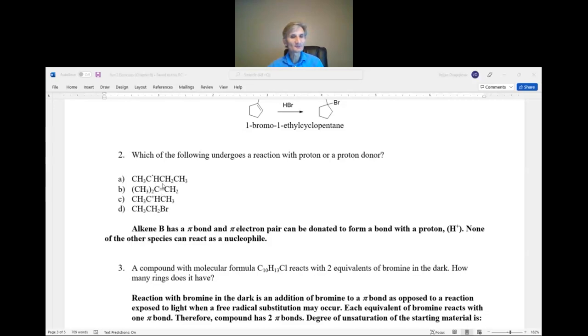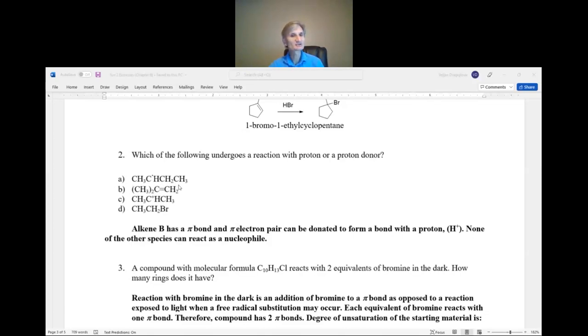We have a double bond. You may recall from a previous meeting that a pi bond can be donated, so that the electron pair of the pi bond can be donated. So that's actually a nucleophile. In other words, a pi bond can be protonated. So B appears to be the correct answer.